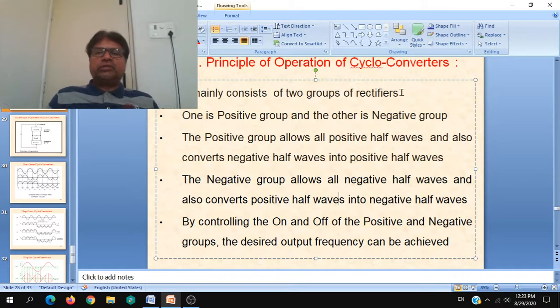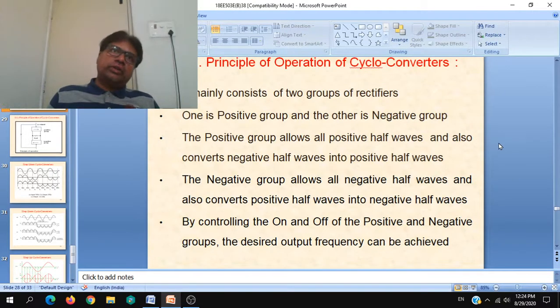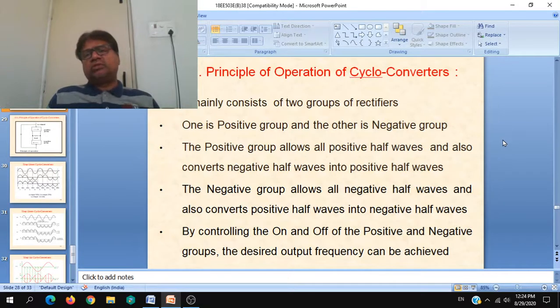It mainly consists of two groups of rectifiers. In rectification, AC is converted, that is, positive is converted into negative according to the requirement, and negative is converted into positive according to the requirement. It is rectification sort of action only. And also, sometimes positive is allowed as positive or negative is allowed as negative. So cycloconverters do all sorts of AC actions, that is AC to DC and also AC to AC. They act as regulators as well as rectifiers.